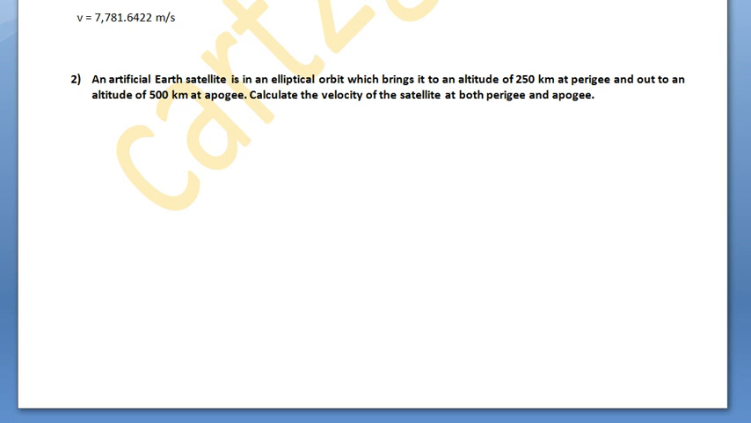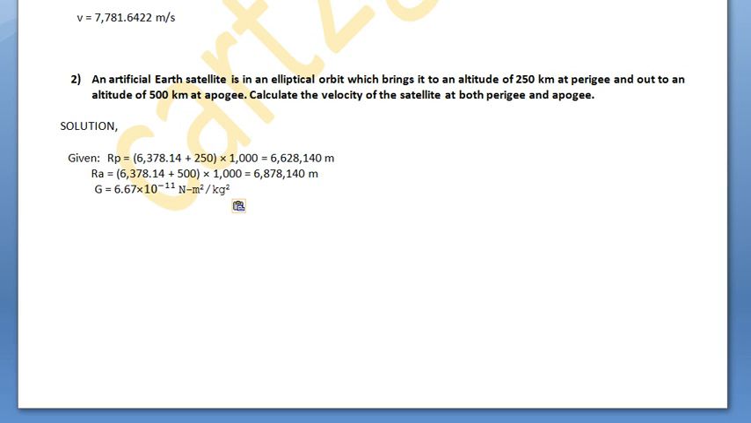It is given that the radius of perigee is equal to the radius of the Earth plus the nearest distance. Perigee is the nearest distance from the surface of the Earth, so the smaller one will be our perigee. So the radius of perigee is the radius of Earth plus 250 km, which equals 6628140 meters. Similarly, the radius of apogee will be (6378.14 + 500) × 1000, to convert it into meters.